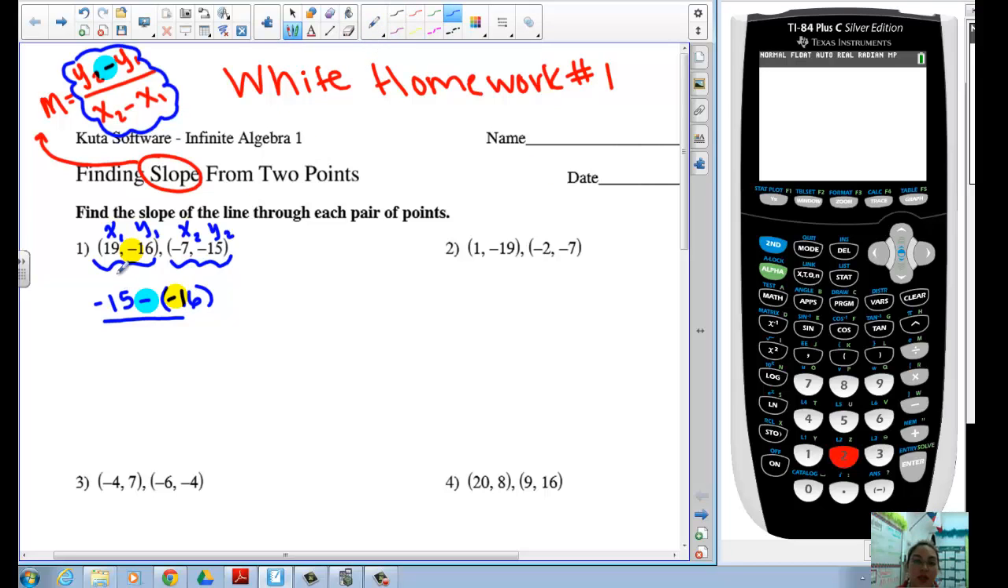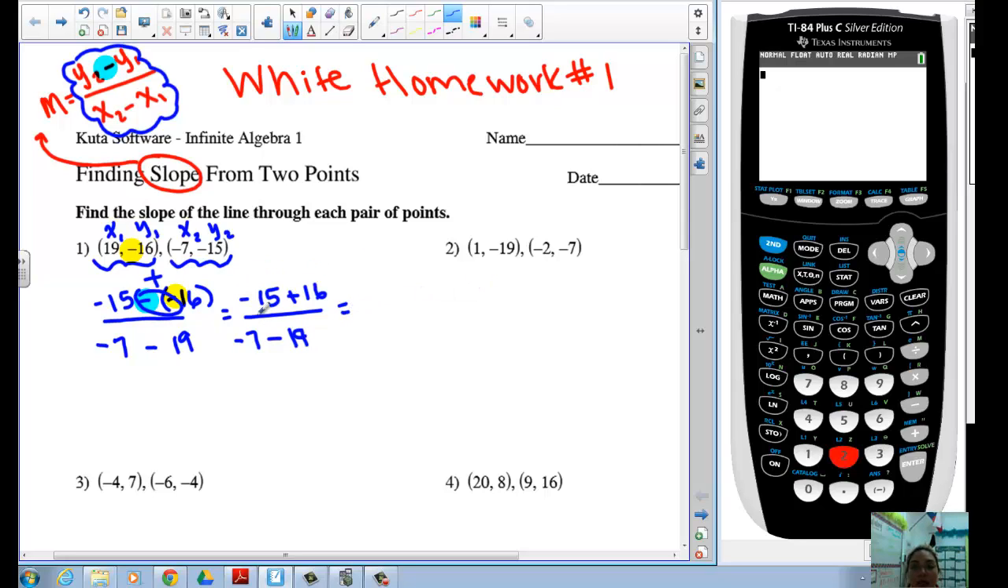All right, so then we have the y's on top, and then we'll take the x's on the bottom. So we're going to put negative 7 minus 19. Okay, and then we know that these two signs right here will turn into a positive, so we'll rewrite it as negative 15 plus 16 over, and then you can leave these as is. It's negative 7 minus 19.